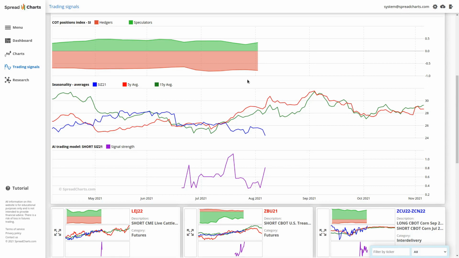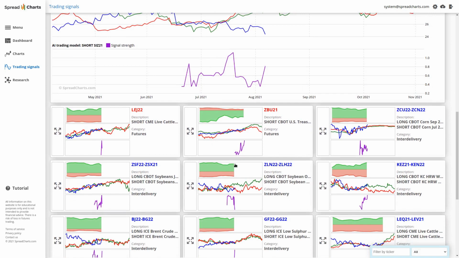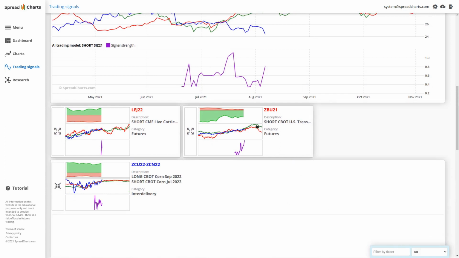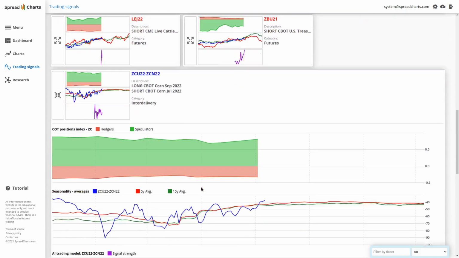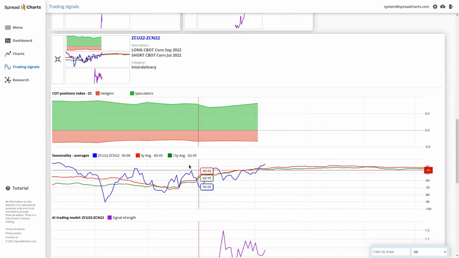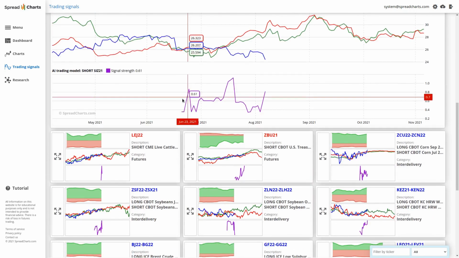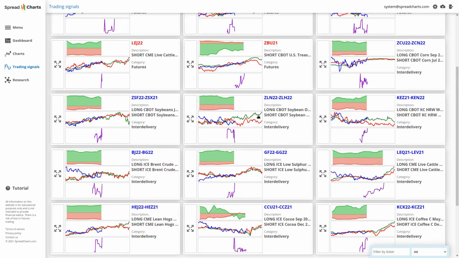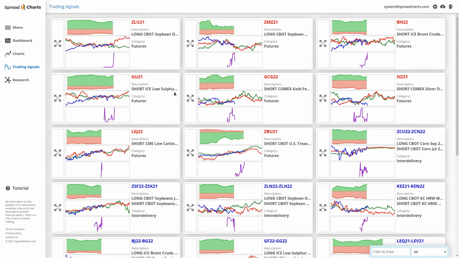But let's get back to the charts. You can actually maximize as many charts as you wish and analyze the interactive charts in detail. And once you're done, you can just roll them up and get back to the default view with tiles.